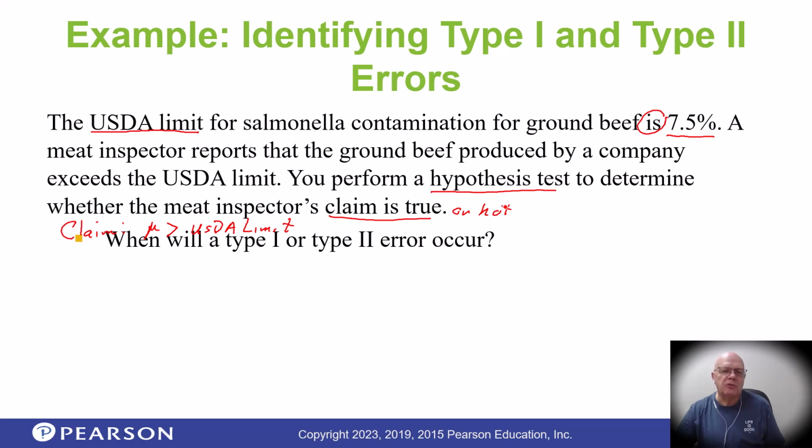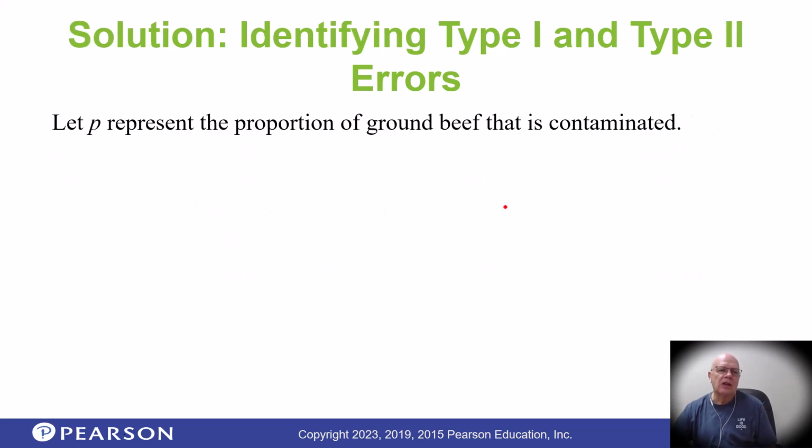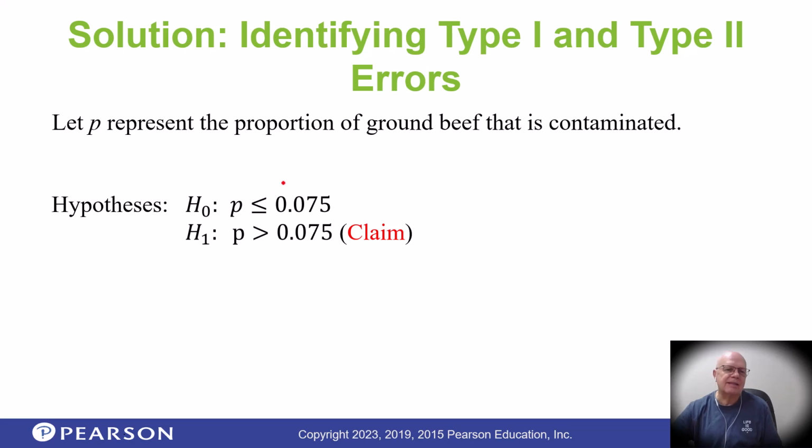What will a type 1 or a type 2 error mean? Well, type 1 error means you reject the null, but you shouldn't have. And type 2 means you didn't reject it and you should have. In this case, it's very important that we get this right. We're talking about ground beef being contaminated or not. Which error is more serious? So let's let P represent the proportion that's contaminated. So the null hypothesis is it's less than or equal to. In other words, it looks as though the ground beef is okay. The alternate is that it's not okay. It's got too much salmonella in it.